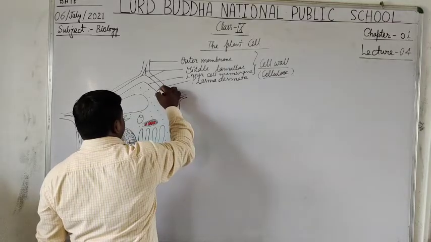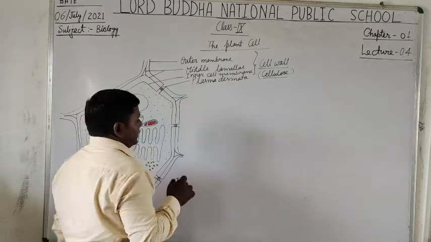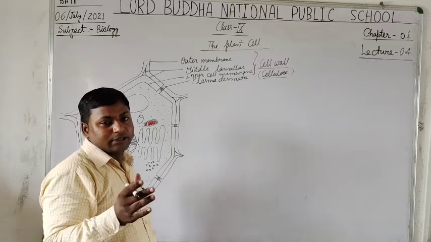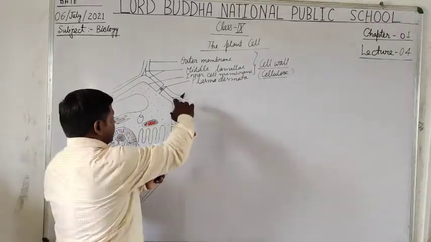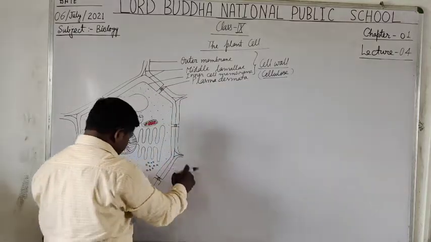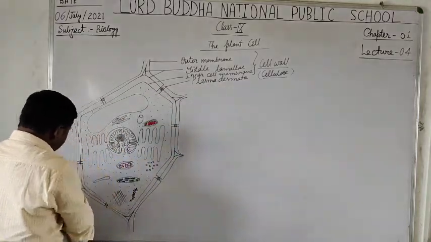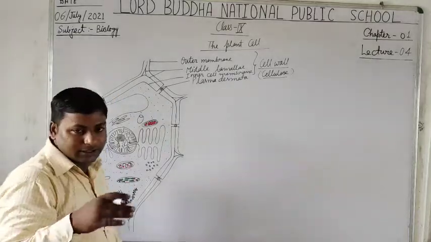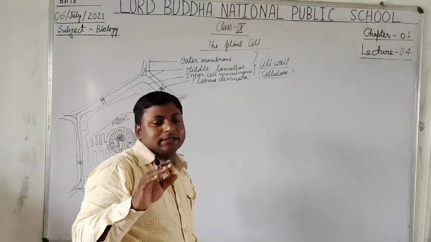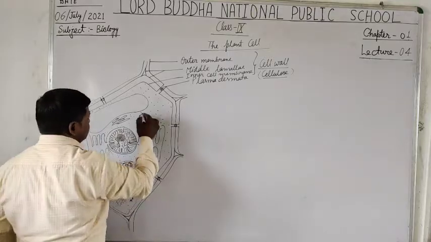Now students, what is the function of plasmodesmata? It helps the transportation of substances from one cell to another cell, because there is also another cell here, a plant cell, here also a plant cell, and here also a plant cell are present as subsidiary cells.